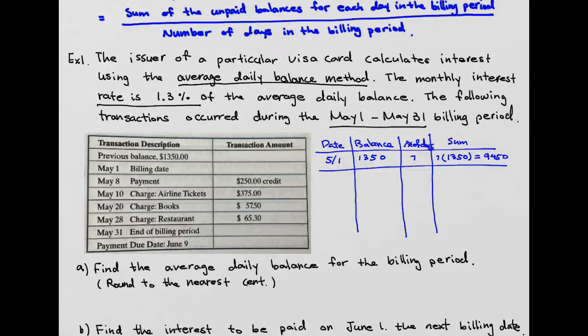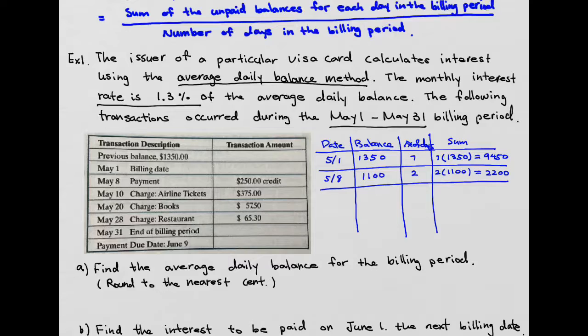And then your next transaction is May 8th. You have a credit of 250. So when you subtract 250 from what you had before, it will be 1,100. For how many days? So 8, 9, right? It will be 2 days, which is going to be 2 times 1,100 equals 2,200.